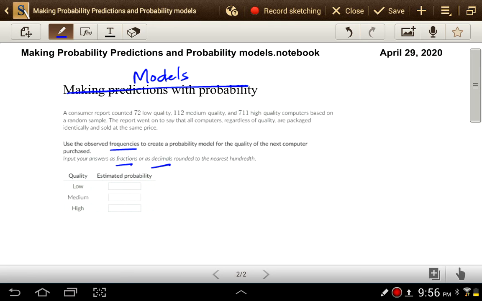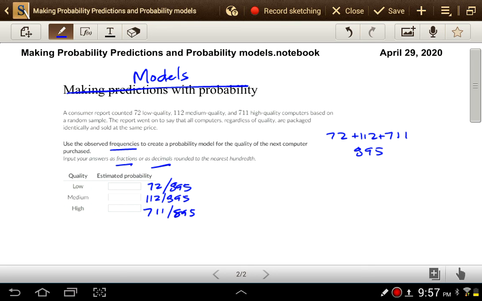So if I do this one, the first thing I'm going to do is I'm going to go ahead and add up these 3 numbers here to see how many total things that there are. So 72 plus 112 plus 711, and that's going to give me 895 total. So as a fraction, this would be 72 out of 895. The medium was 112 out of 895. And the high was 711 out of 895. So as a fraction, that's how you could do them.